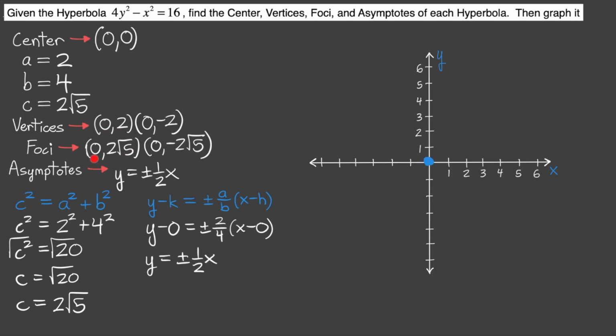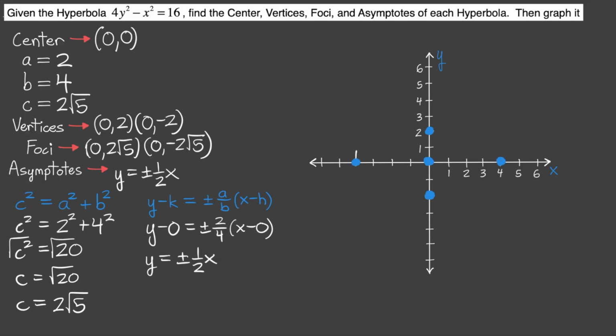And oftentimes you don't even need any of this information. All you need is the center and a, b, c to graph. So really I'm just going up and down 2 from the center. So we'll go up 2, put a dot. Down 2, put a dot. And then we have b is 4. So we're going to go left and right 4. So left 4 to here. Right 4.